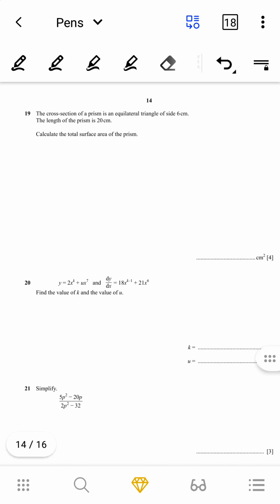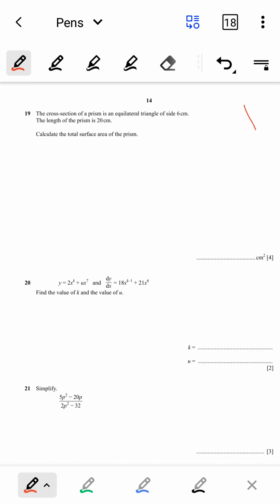The cross section of a prism is an equilateral triangle of side 6 cm. The length of the prism is 20 cm. Calculate the total surface area of the prism. It's a very simple thing, nothing difficult. But if you know the formula and how the prism will be, then you can easily calculate. Otherwise, it is a little tough.